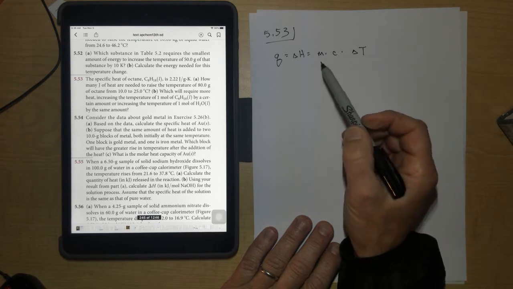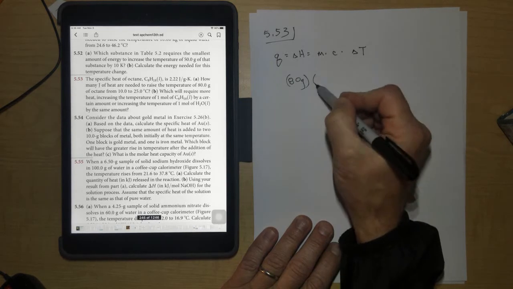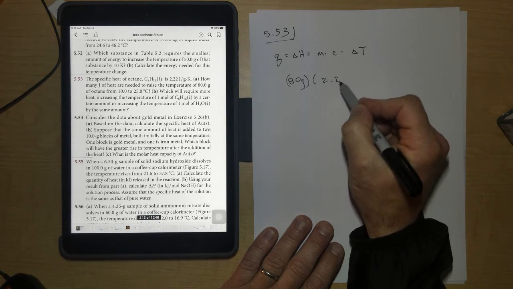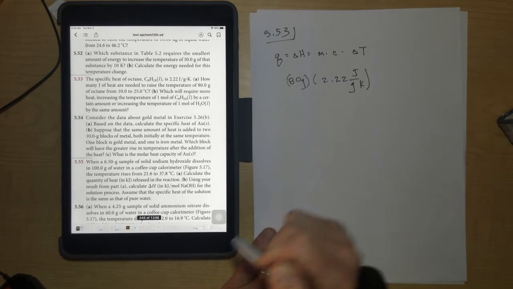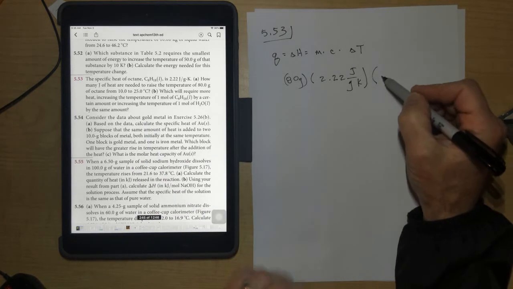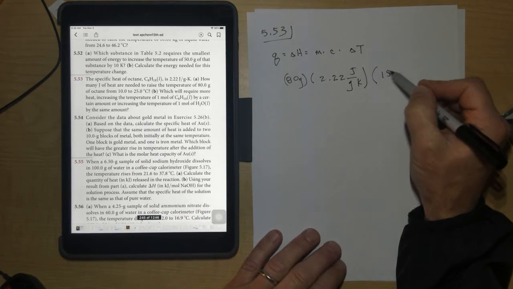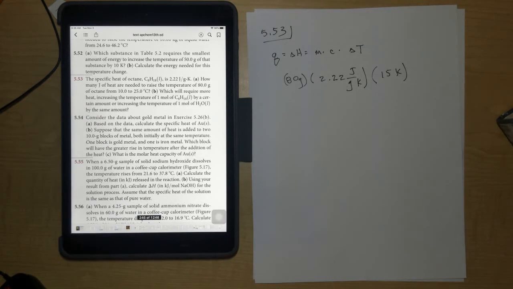And we're told that we have 80 grams, so 80 grams goes in for the m. Our specific heat capacity is 2.22 joules per gram Kelvin. And then our temperature goes from 10 to 25. So 25 minus 10, final minus initial, gives us 15. And that space in between is the same for Celsius and Kelvin. So it's 15 Kelvin. Now we multiply those three together.